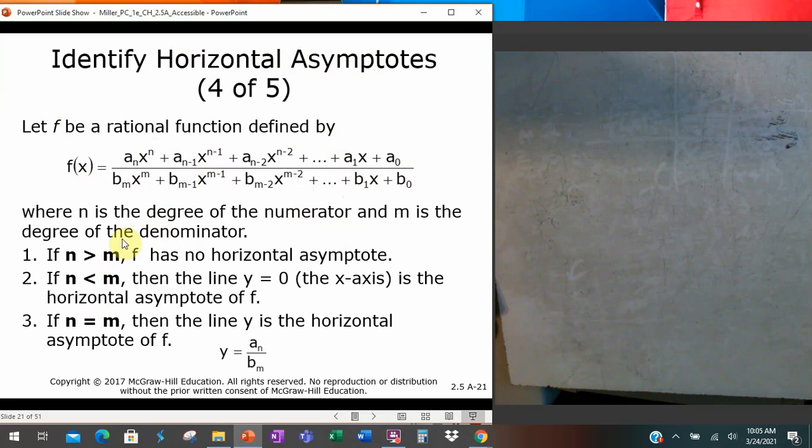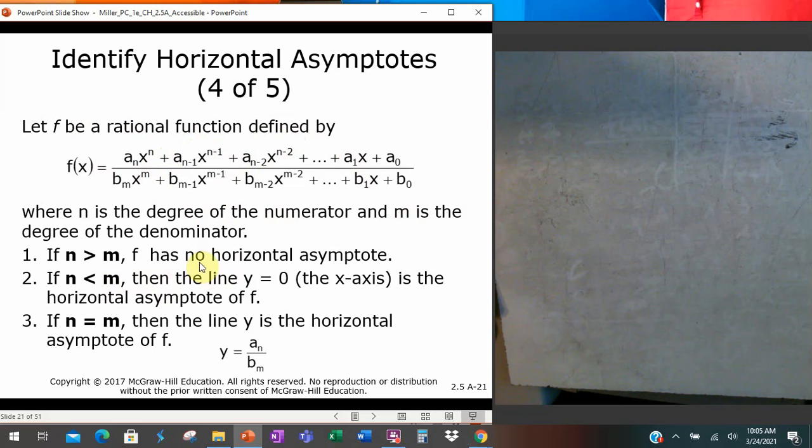If n is bigger than m, that is, the degree of the top is bigger than the degree of the bottom, I have no horizontal asymptote. I've got to divide the bottom into the top to discover the end behavior. I've got to do long division. And sometimes that long division is just impractical. So we just say there is no horizontal asymptote.